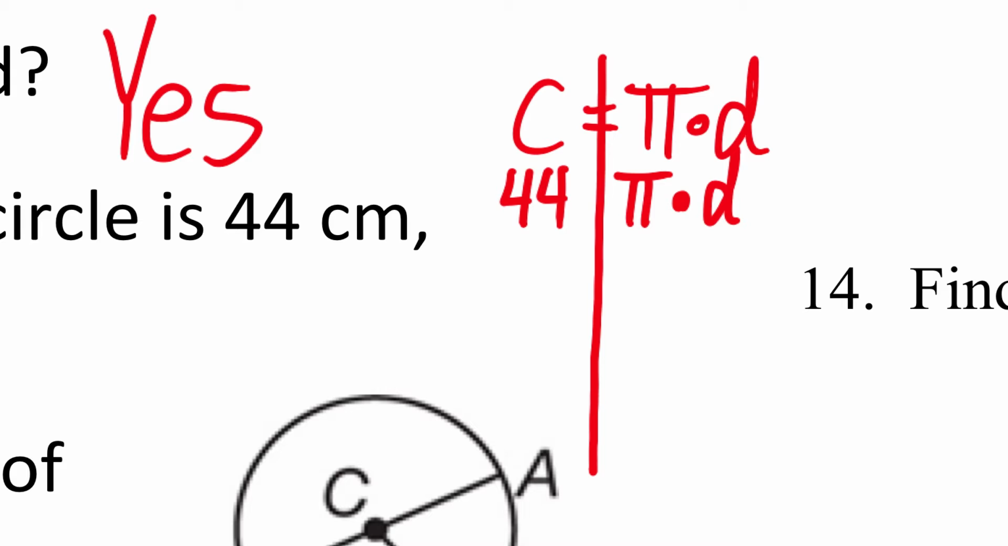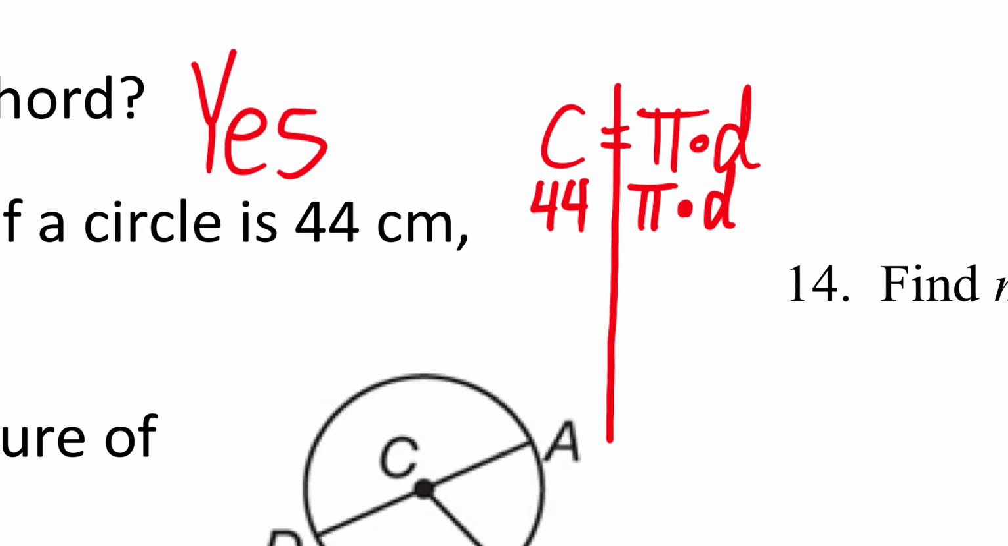So how am I going to solve for the d? How am I going to get the diameter by itself? What do I have to get rid of? The pi. So how am I going to get rid of that pi? Divide it by pi. Yep. So divide by pi on both sides. The reason I'm doing that is that way these pi's cancel to 1. They cancel out. 1 times diameter is just equal to diameter.